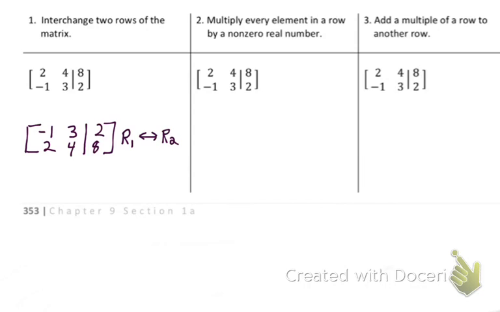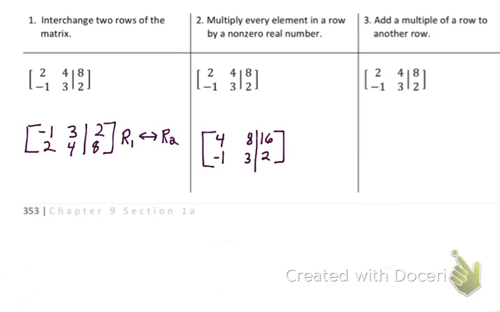All right, for our next one, we're going to multiply every element in 1 row by a non-zero real number. So what I'm going to do is multiply that top row by 2. Like I said, a lot of this isn't done on hand, so I'm just going to go 2 times 2 is 4. 2 times 4 is 8. 8 times 2 is 16. And I didn't do anything to the second row.